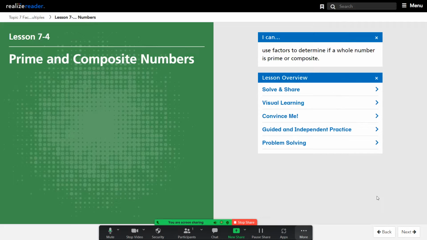Prime numbers are whole numbers that are greater than 1 that have only two factor pairs. So the only way you can make that number is that number times 1 or 1 times that number.